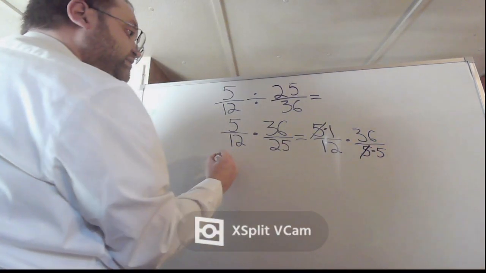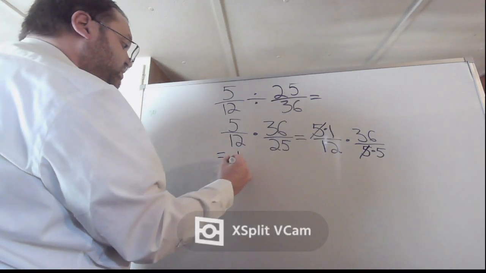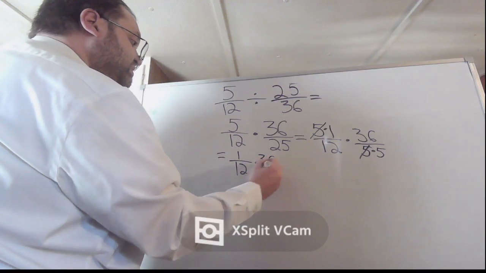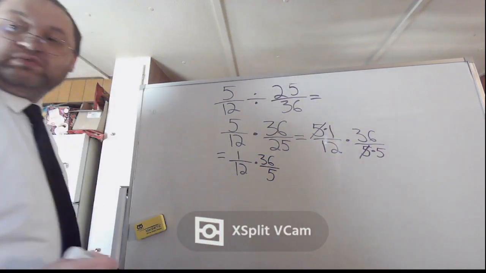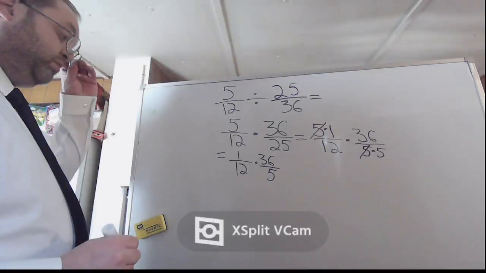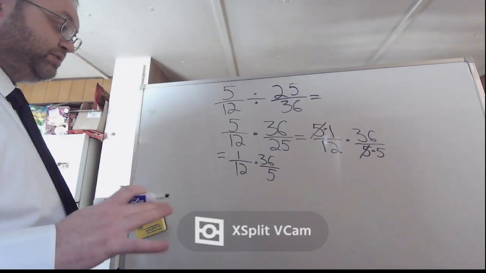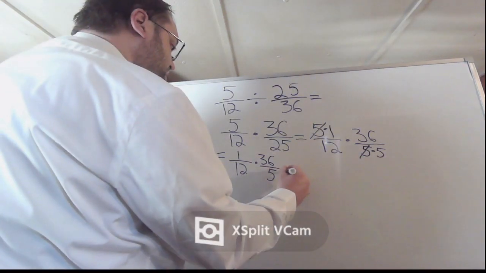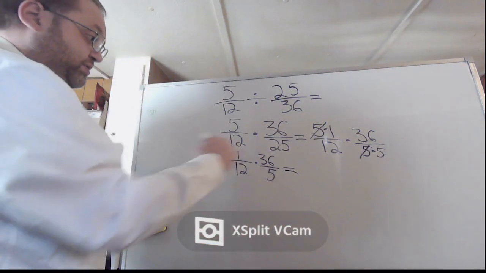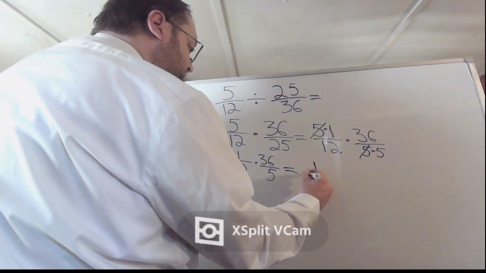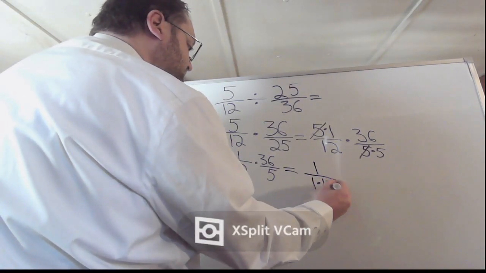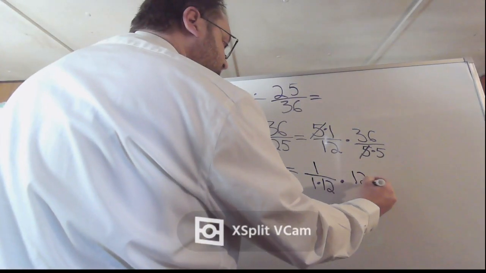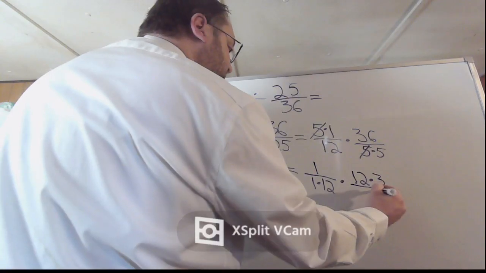And so what you're going to be left with here, you'll have 1/12 times 36 over 5. So the 1 and 5 are dealt with. We can't factor out any more of those, but we can factor 36 and 12. So let's see. 12 goes into 36 3 times. So when we factor out the 12, you'll have 1 times 12 as the factor. Times, then 12 times 3 is 36, all over 5.